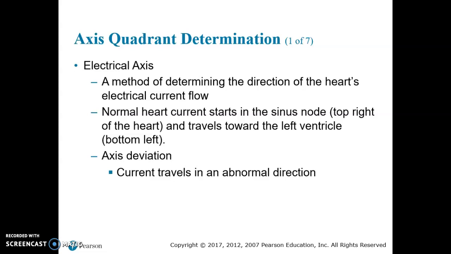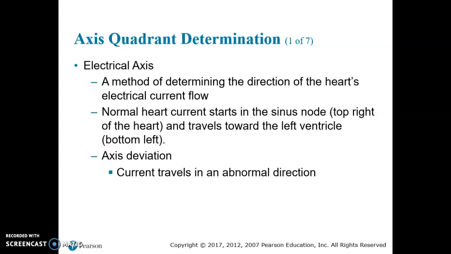So we have the electrical axis, and that is a method of determining the direction of the heart's electrical current flow. The normal heart current starts in the sinus node, which is in the top right of the heart, and it travels toward the left ventricle, which is in the bottom left of the heart. So that arrow would point down and left. In an abnormal heart rhythm, the current may travel in unusual directions. If you're picturing the heart, the normal arrow would sit at the top of the heart and point down toward the left and go across the heart. So anything that's abnormal would go in a different direction, okay?